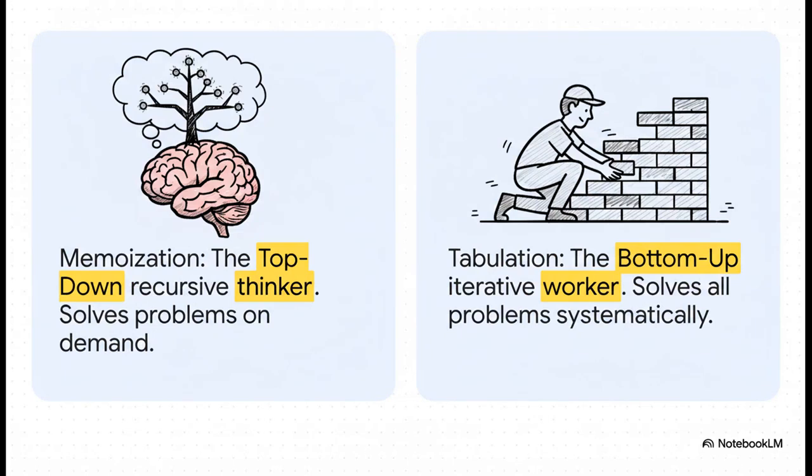All right, let's meet our contenders. In one corner, we've got Memoization. Think of it as the clever, top-down planner. And in the other corner, we have Tabulation, the methodical, bottom-up builder. Two very different styles, but they're both aiming for the same goal.